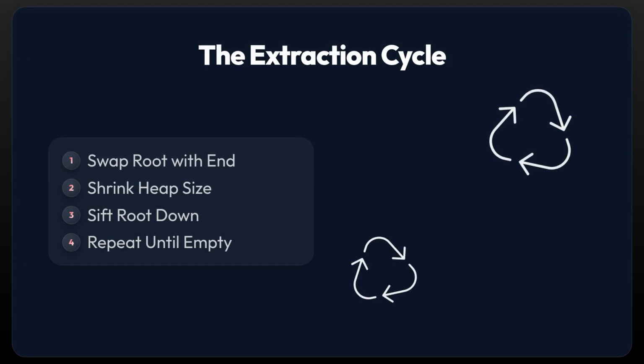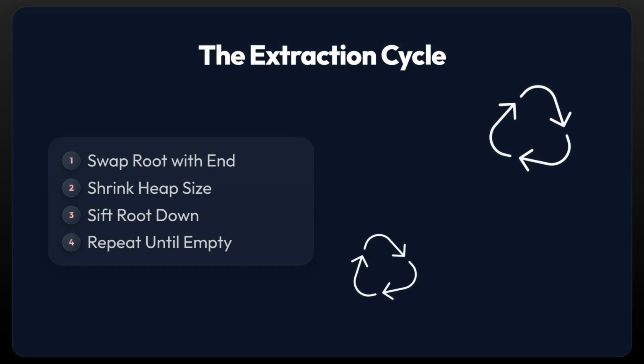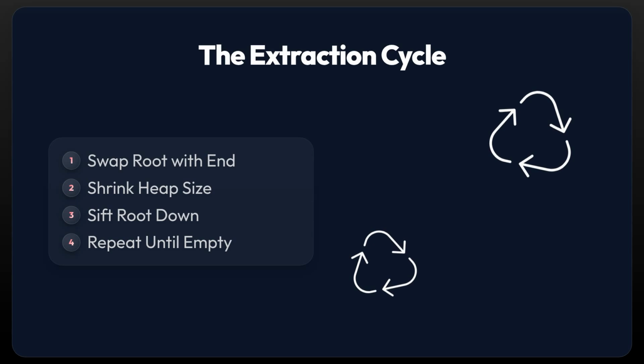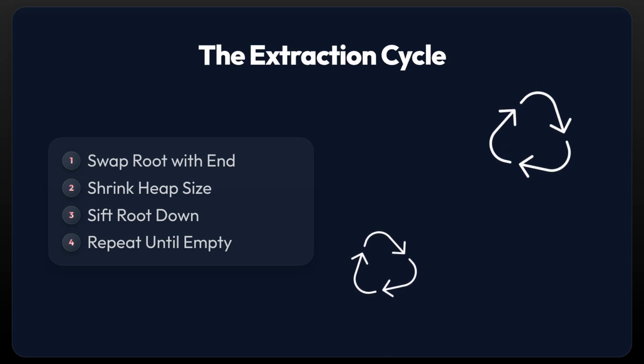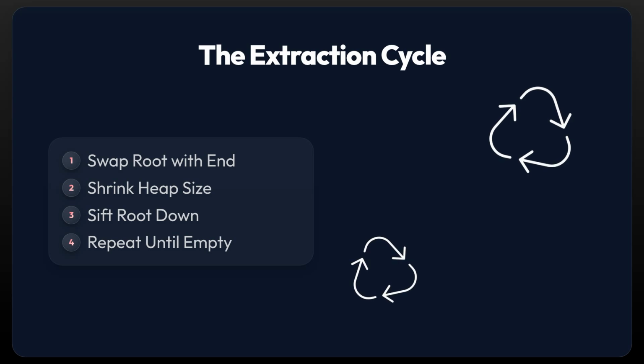Once the heap is built, sorting is mechanical. 1. Swap the maximum value at the root with the last element. 2. Shrink the valid heap area. 3. Sift the new root down to restore order. We repeat this until the heap is empty.